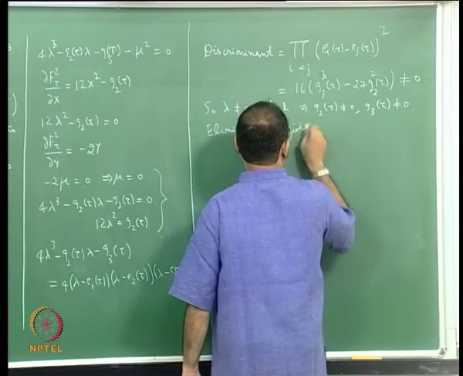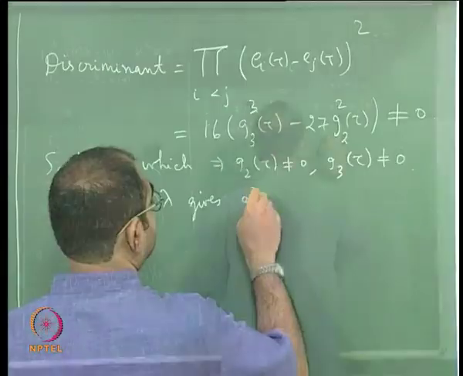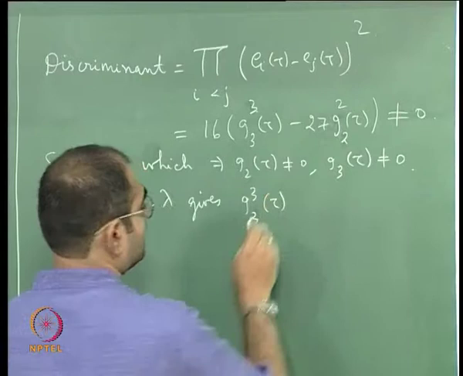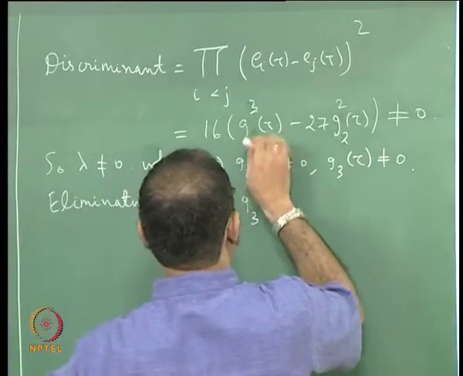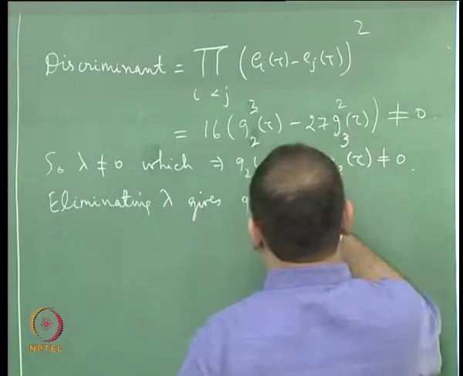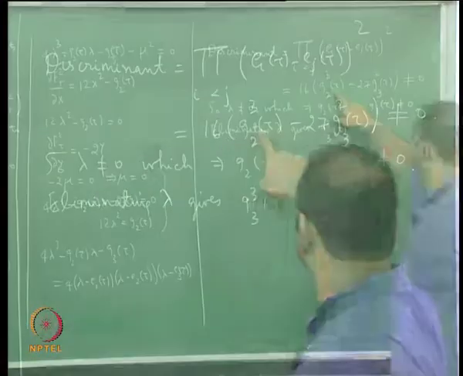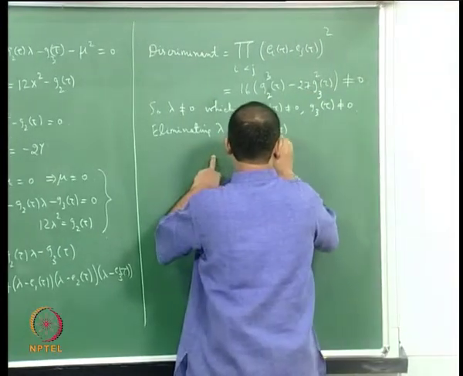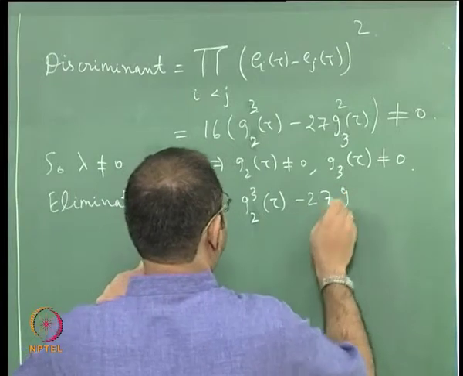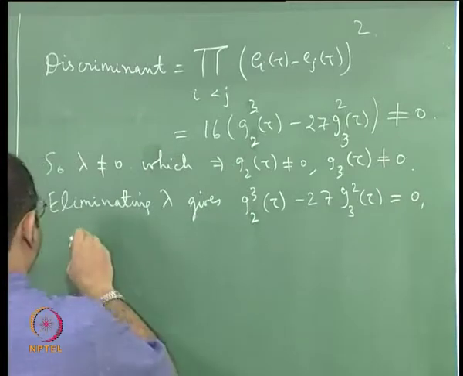gives, wait a minute, I think it's g2 cubed and g3 squared, so I should be careful. So this is g2 cubed and this is g3 squared. Let me check that. Yes, it is g2 cubed and this is g3 squared, please correct it. So eliminating will give you g2 cubed minus 27 g3 squared of tau is 0, a contradiction.